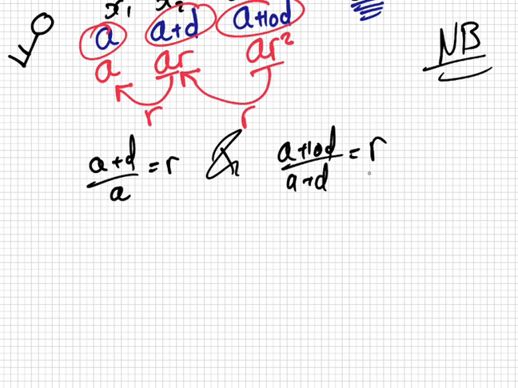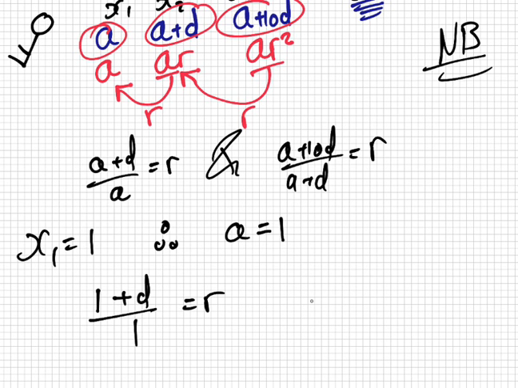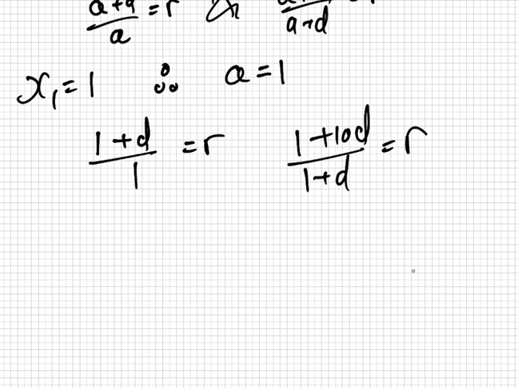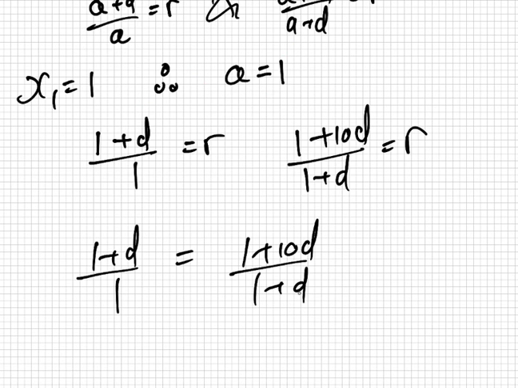So what do we say in the question? Yeah, I say x1 equals 1, so therefore A equals 1. So let me just write this again. 1 plus D over 1 equals R, and then 1 plus 10D over 1 plus D equals R. I think the best way to solve this is because they're both equal to R, I can just make them equal to each other. So I have 1 plus D over 1 equals 1 plus 10D over 1 plus D. Now it's not so bad.